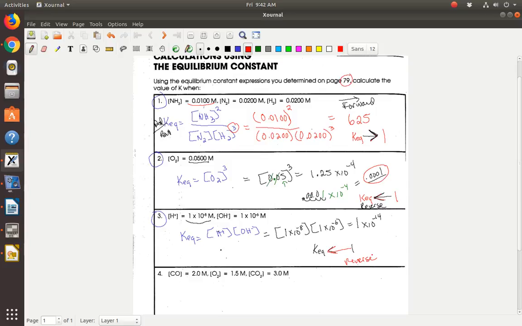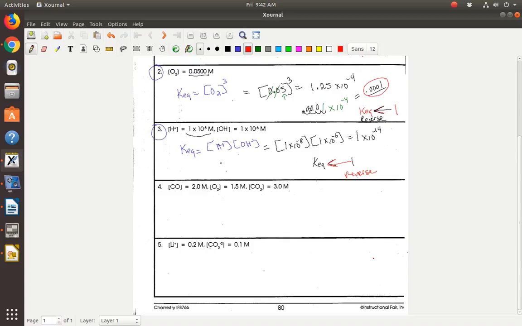Okay, I would like you to try numbers 4 and 5. You should copy your expression from the previous page. Once you have these answers complete, I want you to look at the answers on the screen and make any corrections.